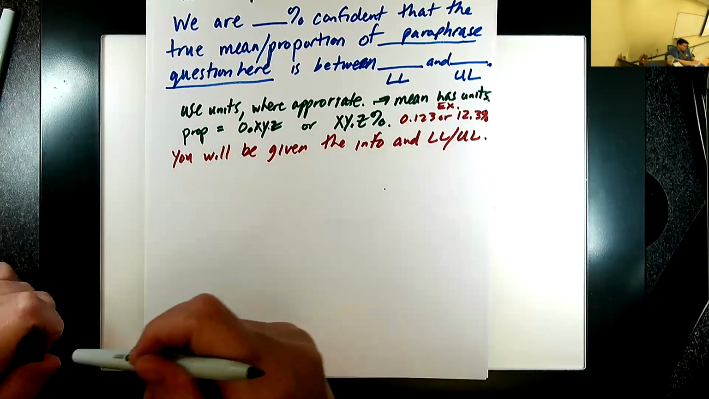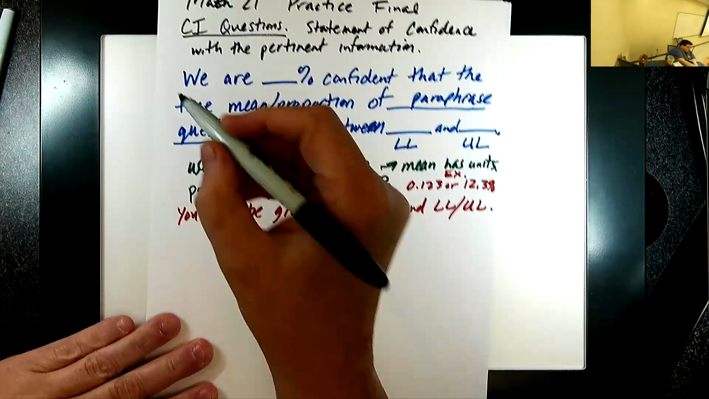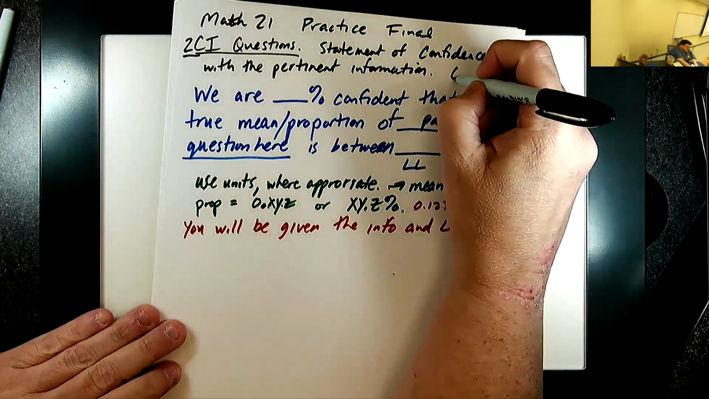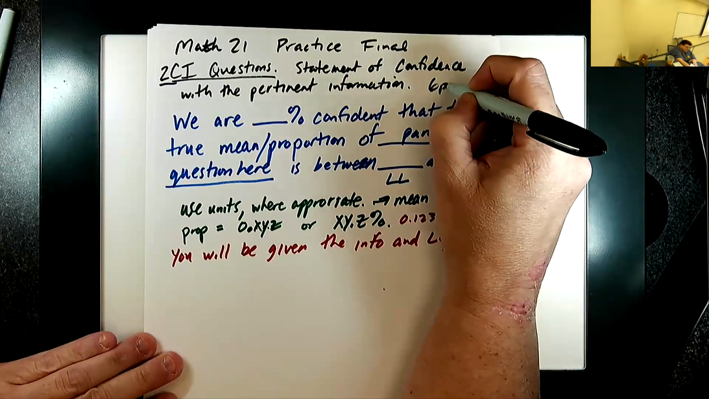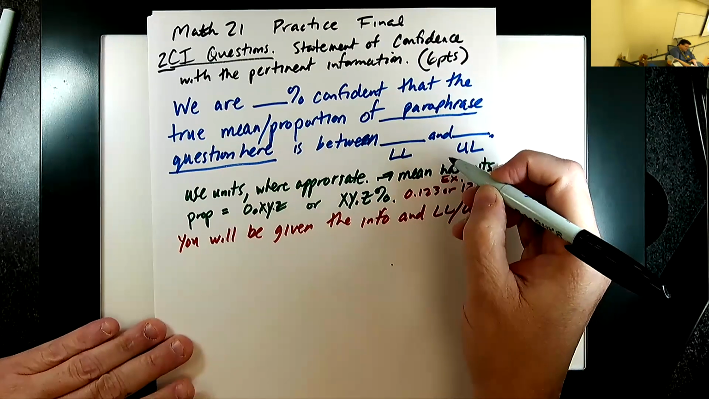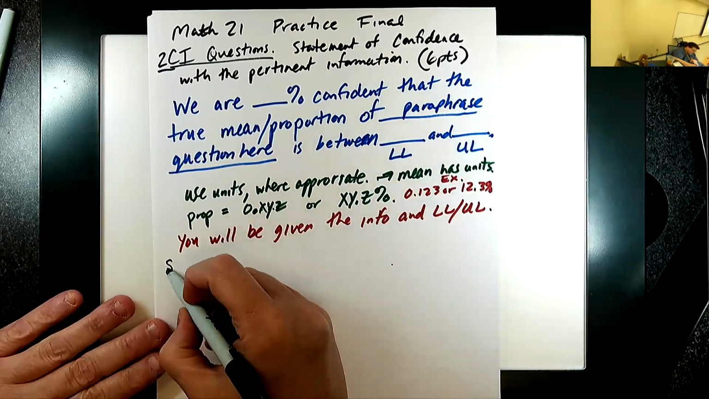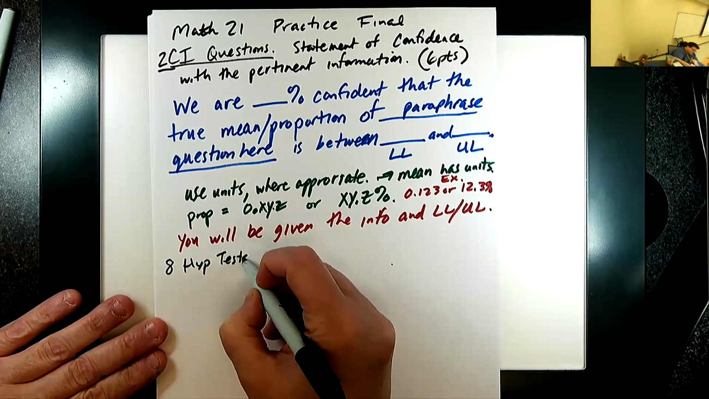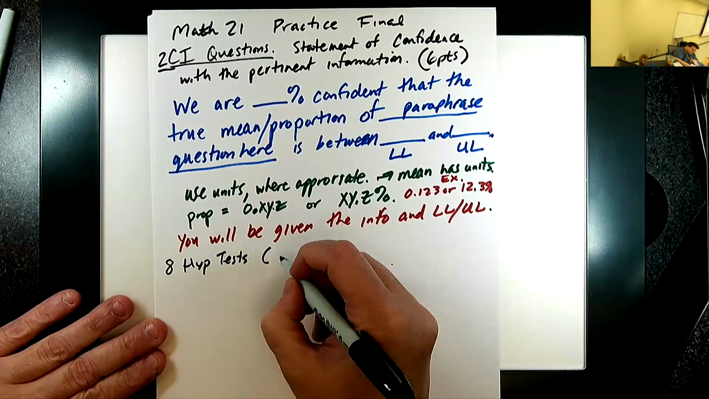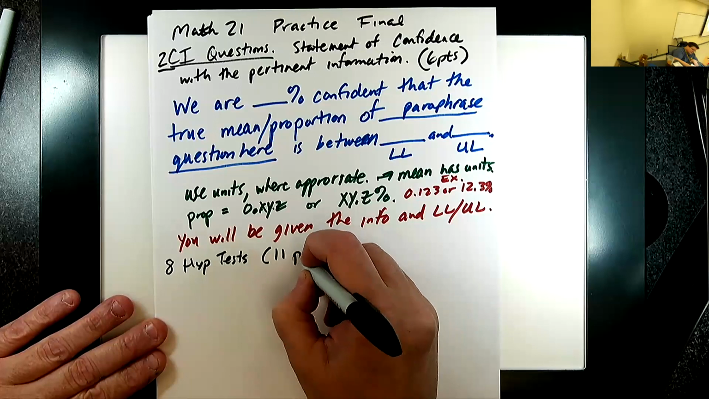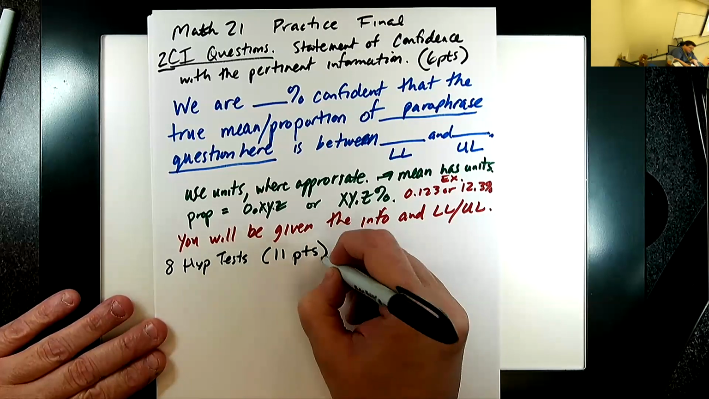That is two of the questions. There are two CI questions. They are worth 6 points each. There are 8 hypothesis tests. These are worth, I want to say 11 points each. Let's see, 88 and 12, yeah, 11 points each.